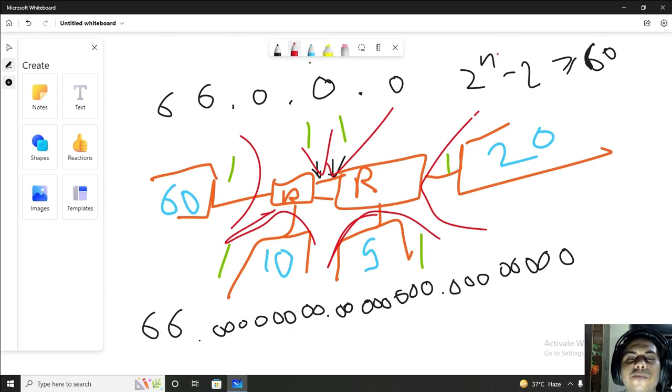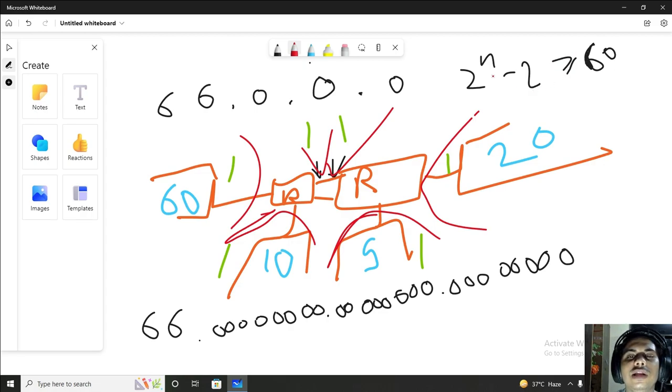Now I will increment by 1. When I put 2 here, 2 into 2 is 4, minus 2 is 2 again, not greater than and not equal to 60. Now I will increment again by 1, n is 3: 2 into 2 is 4, into 2 is 8, so 8 minus 2 is 6, not greater than and not equal to 60. Again, n will now be 4: 2 into 2, 4 into 2, 8 into 2, 16. 16 minus 2 is 14. 14 is not greater than and not equal to 60.